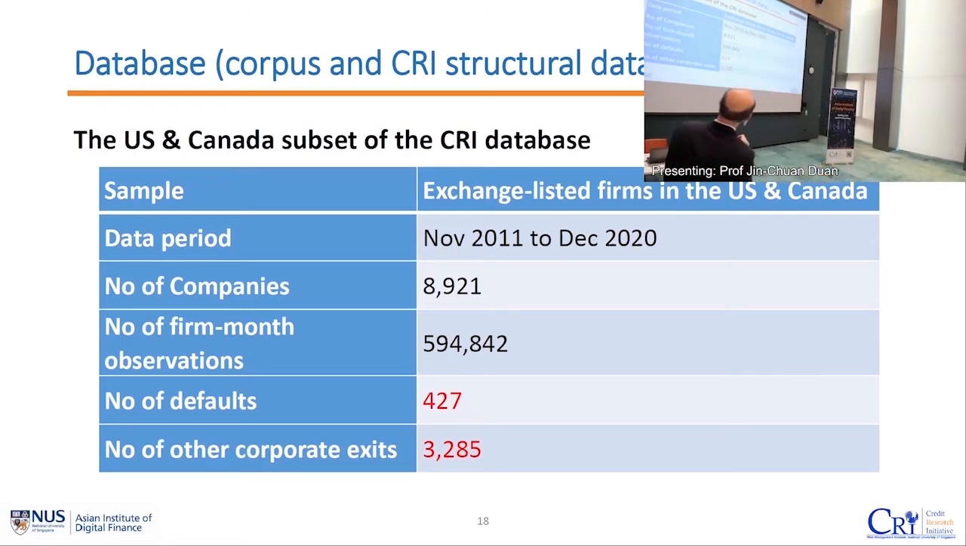And how many defaults? This is very important, because if there are no defaults, I can't model default. There are 427 defaults in this period in the data set. And how many other corporate exits? 3,000-something, roughly 10 times more. If you don't control for other exits, you're going to bias the result. Other exits determine whether you still see that company. Right? Okay, so these are our default database.